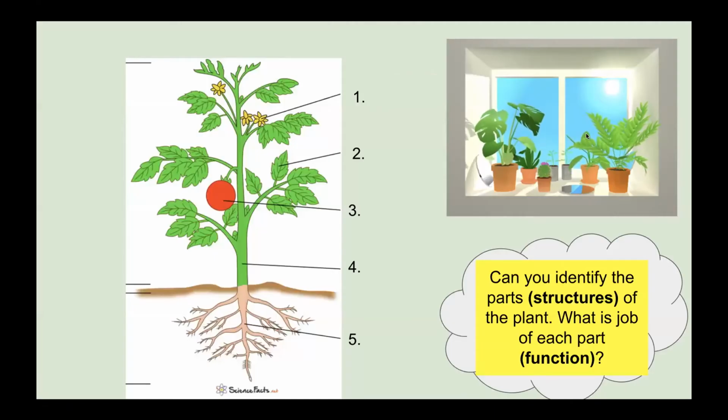So let's talk about this plant. This happens to be a tomato plant. So take a moment to see if you can identify the parts or the structures of this plant. So the science word for part is structure. So think about, can you name any of these structures for the plant? Also think about what is the job of each of those structures. And the science word for that job would be a function. So what is the function of each of those parts?